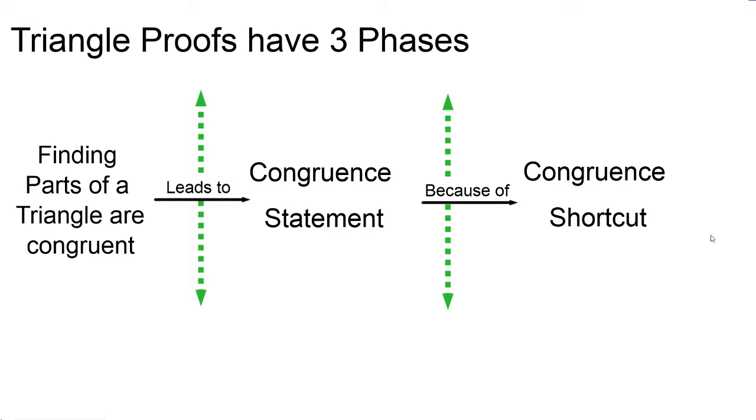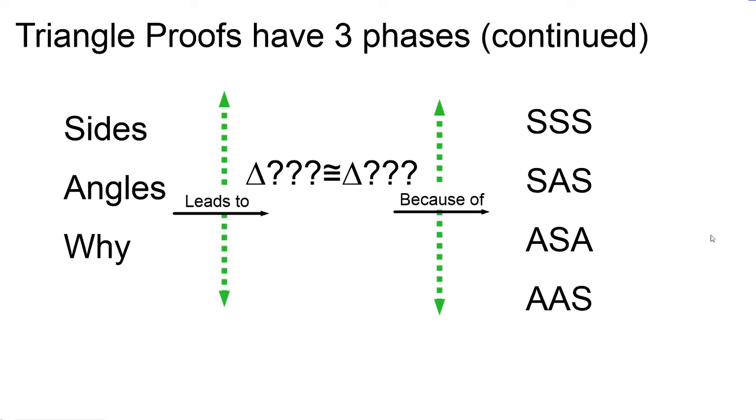First, you want to find that parts of a triangle are congruent. This leads to a congruent statement, and then the congruent statement can be made because of a congruence shortcut. So examples would be sides and angles, and you have to detail why. Then that creates the statement that this triangle is congruent to this triangle because of one of these four congruent statements. The one we're going to focus on right now is side, side, side. That's the one we're going to learn about today.